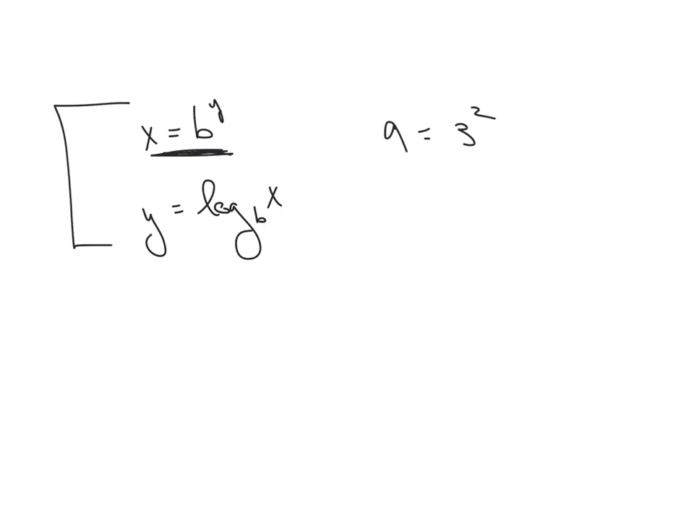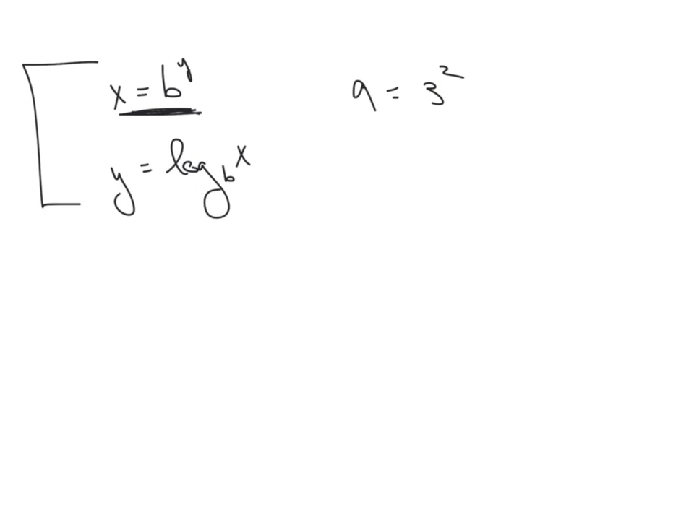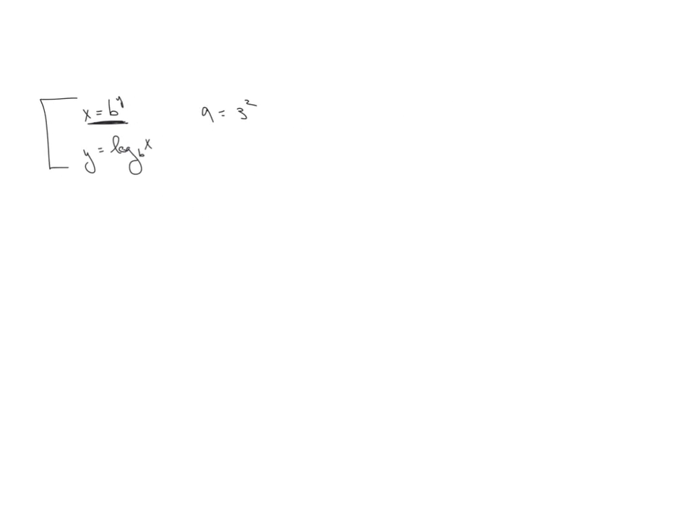All right, so those are our two forms, and so let's go and do a little bit of practice on switching between those two forms. All right, so let's go ahead and try one. 3 squared equals 9. That's written in exponential form, so let's go ahead and write that in logarithmic form using this right there.